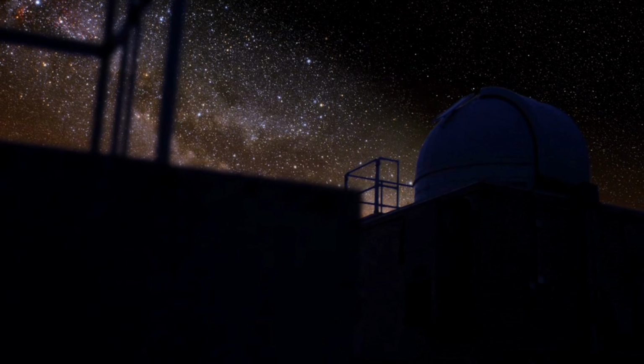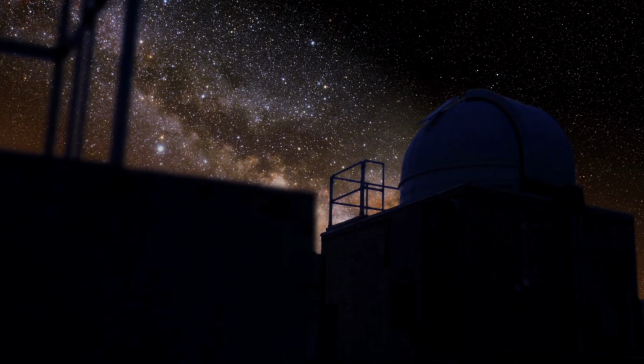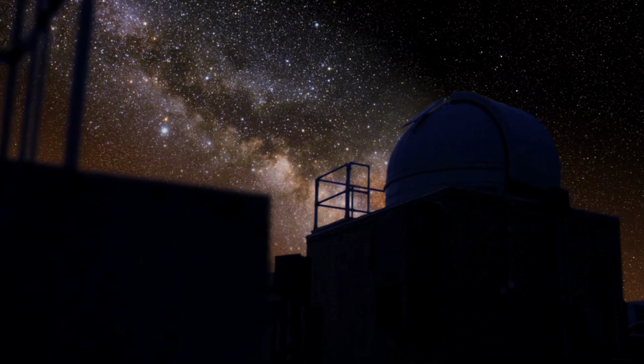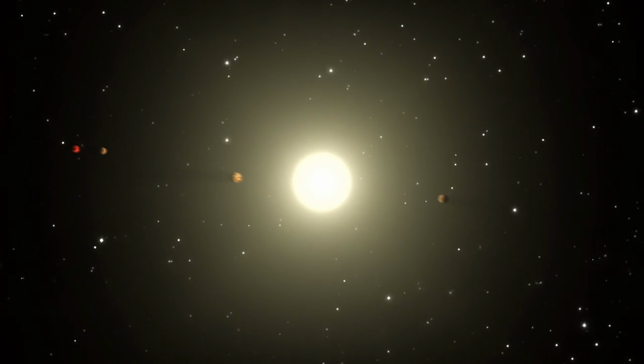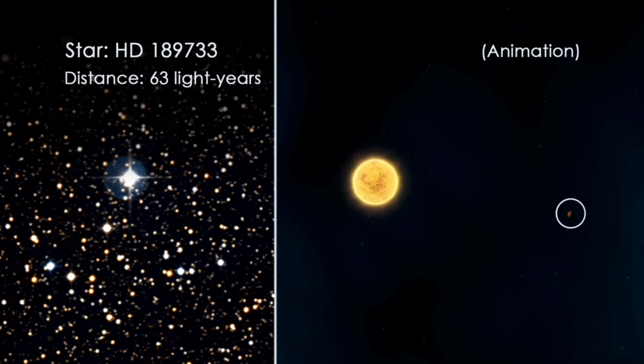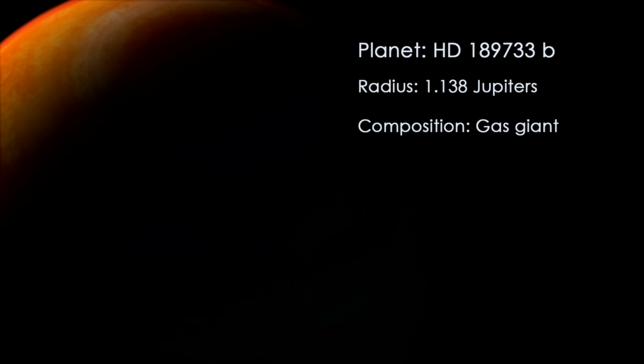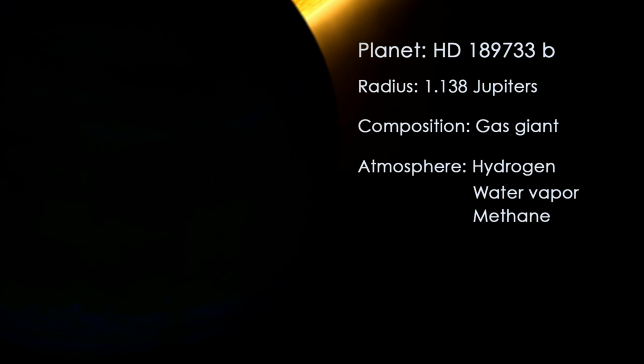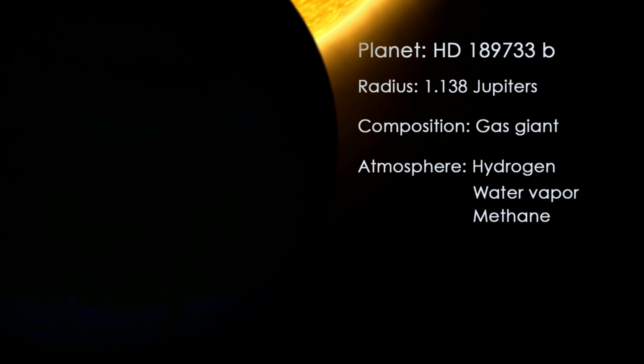Since the early 1990s, astronomers have known that extrasolar planets, or exoplanets, orbit stars light years beyond our own solar system. Because most exoplanets are too far away to be directly imaged, characteristics such as size, composition, and atmospheric makeup must be determined through a variety of indirect methods.